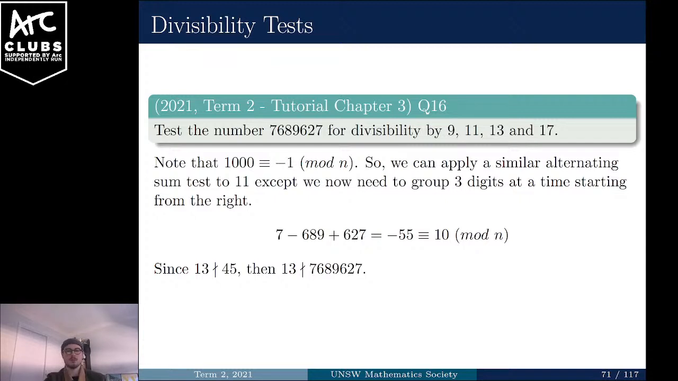Cool. So, oh wait, hold on a second. There's a bit of an inconsistency here. Let me just fix this up and make sure that what I'm saying is correct. Yeah, cool. Sorry about that, just making sure the slides are consistent. And this should be here as well.